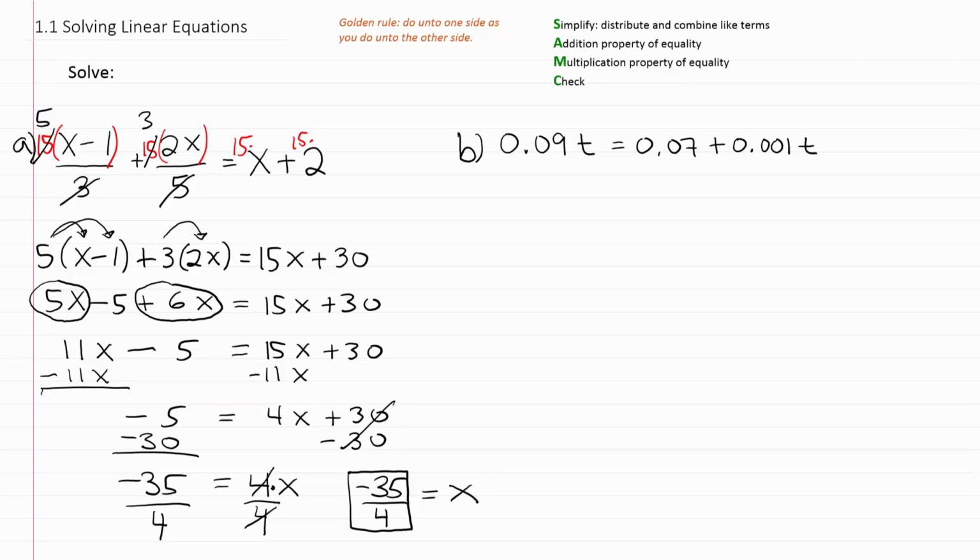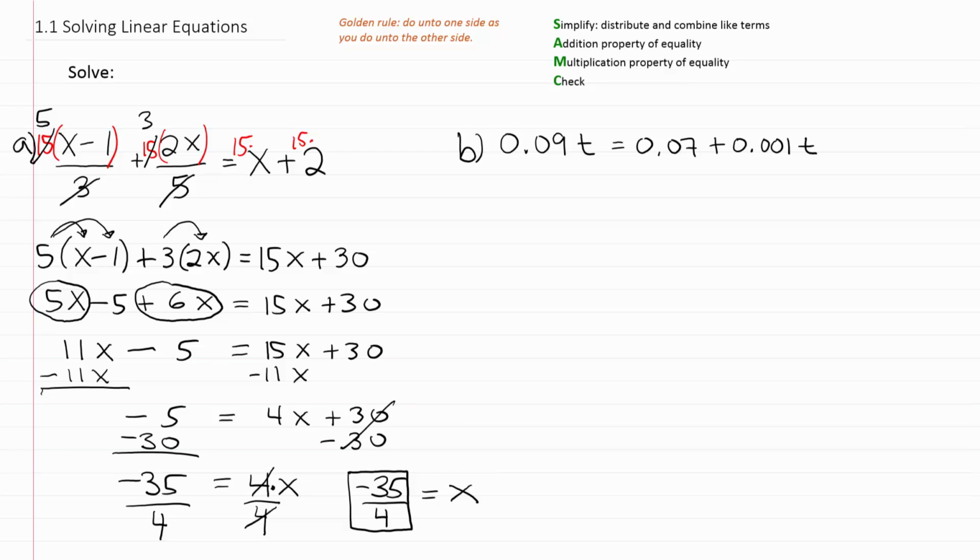All right, let's take a look at example B then. Example B has decimals in the equation, and there's nothing wrong with solving equations with decimals and leaving the decimals the way they are. It's just that some people are not comfortable with decimal arithmetic, so they prefer to work with whole numbers. So what I would like to do then is to just eliminate those decimals.